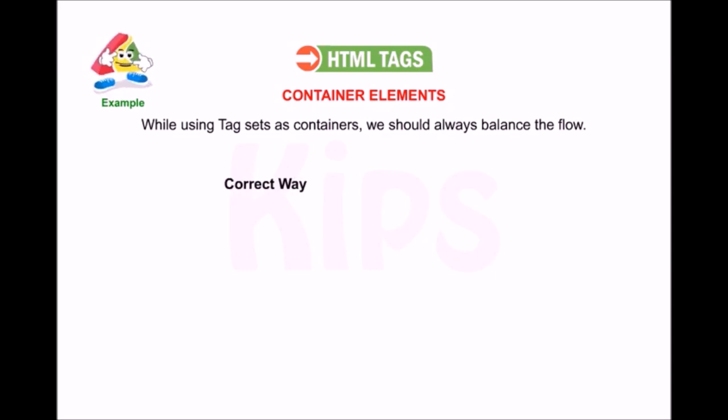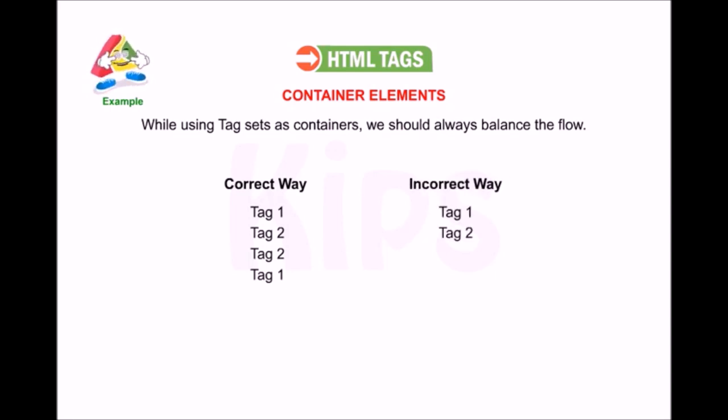For example, the correct way is tag 1, tag 2, closing tag 2 and closing tag 1. The incorrect way is tag 1, tag 2, closing tag 1 and closing tag 2.